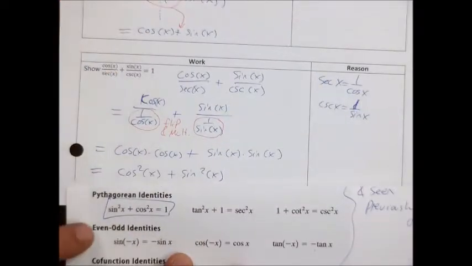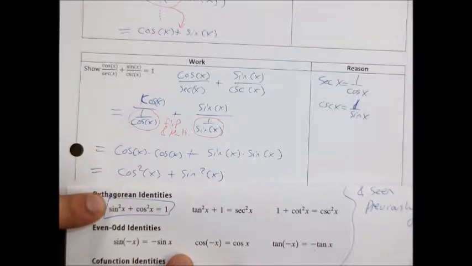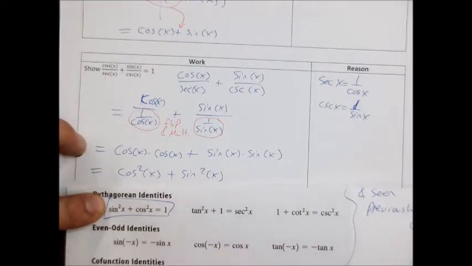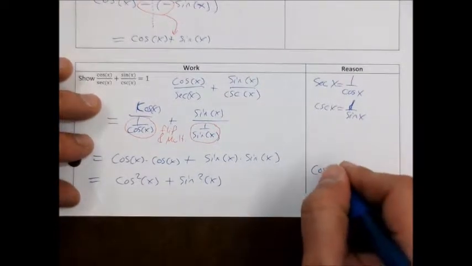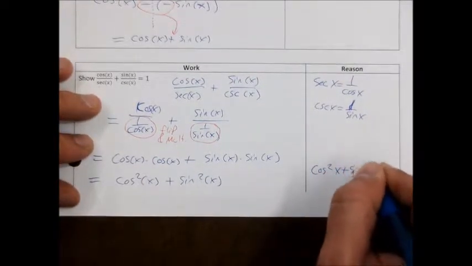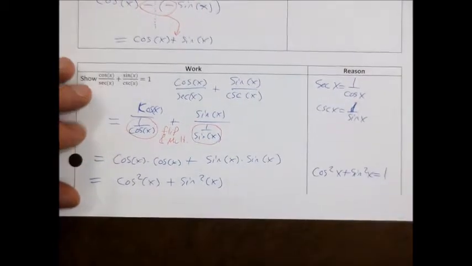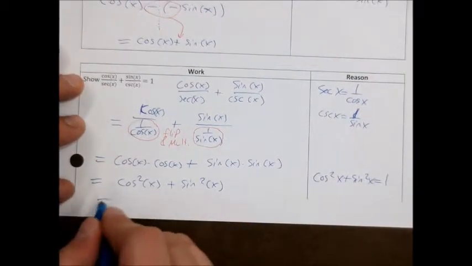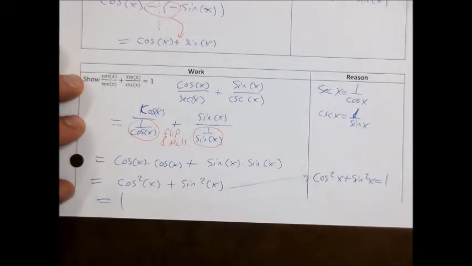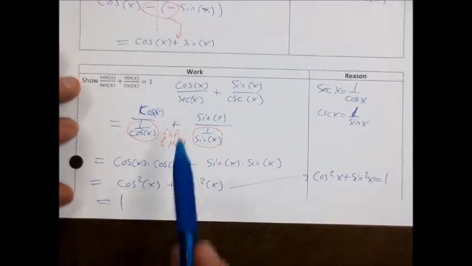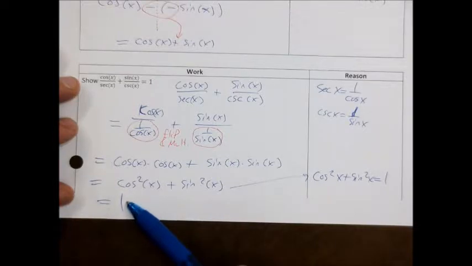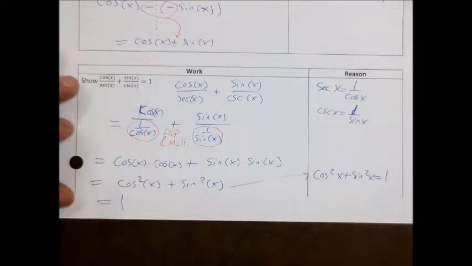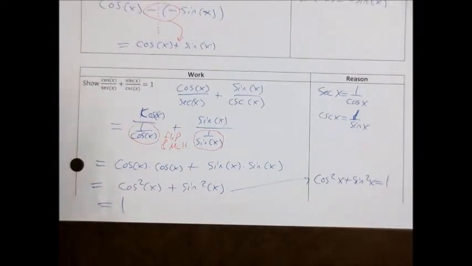Right? So it begs us to use this one right here, which says that when you add the squares of those things, you get 1, and that's what we're looking for. And so based on that, we know that cosine squared plus sine squared equals 1. And so this thing just equals 1 from that. And that's it, right? We started with the more complicated side. We transformed it into 1. And so that proves that those fractions add together to give us the number 1.